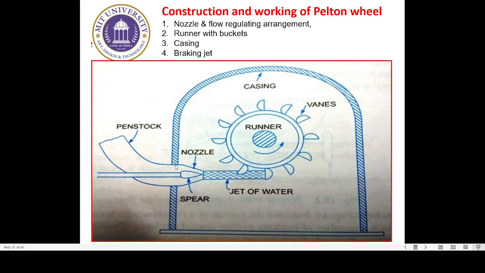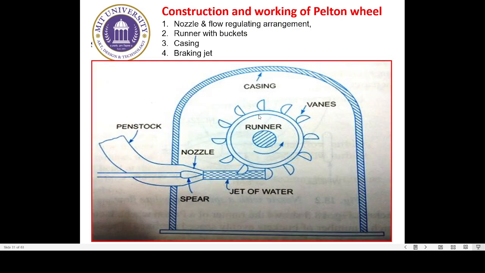This is the nozzle and the flow regulating arrangement, which consists of, let us say, a penstock, and the spear, which is similar to a needle shape. So we are having a nozzle, and a horizontal rod as well, which is connected to the spear, so that it may move in the forward and the backward direction. Okay, so that is the nozzle and the flow regulating arrangement.